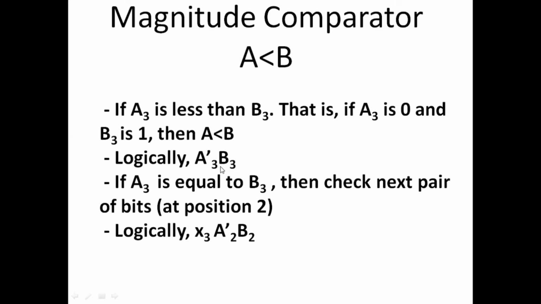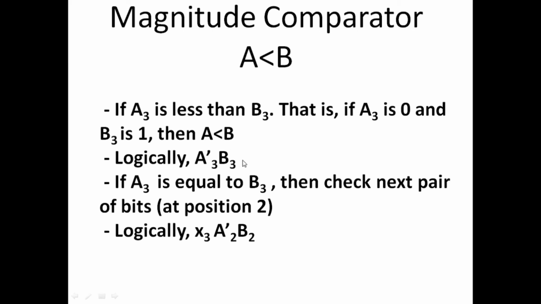So this term would give us 1 whenever A3 is less than B3. When A3 is less than B3, A3 would be 0, so 0 prime would give 1, and B3 is 1, so 1.1 would give us 1. So when this term gives us 1, that tells us that A is less than B.